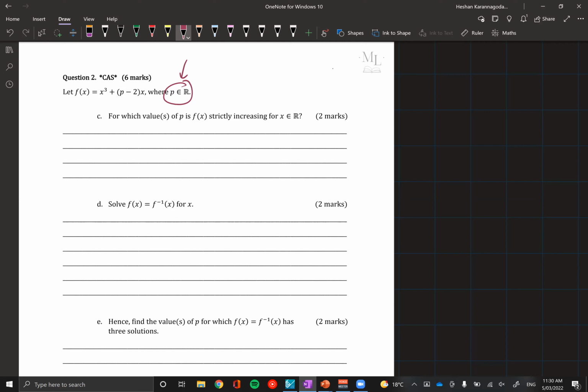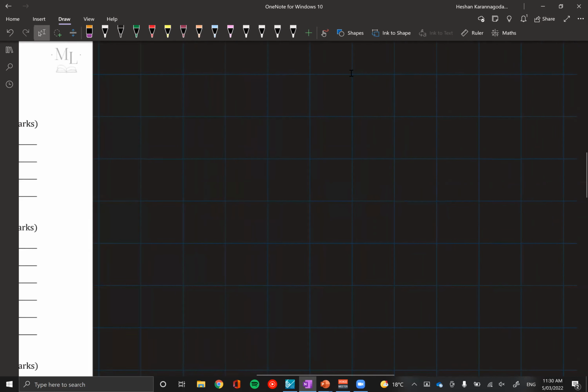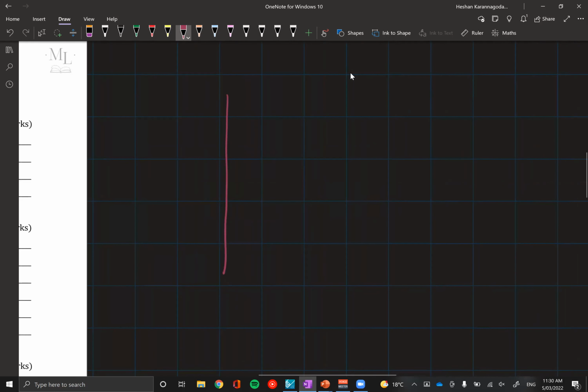Okay, so the first part: for what values of p is f(x) strictly increasing for all real numbers? Hopefully you know what strictly increasing means. I was going to do a poll, but don't worry, I'll give a quick explanation anyway. If the graph is strictly increasing, it means as you move right on the graph, the y value gets higher. An example of this is like this graph here.